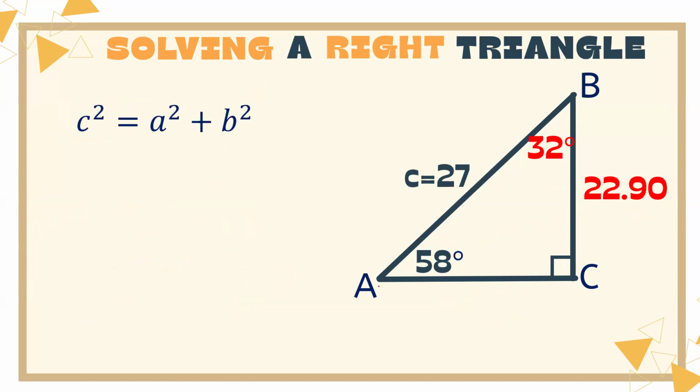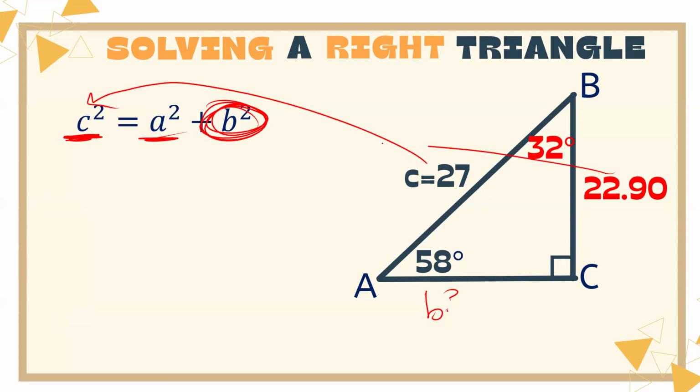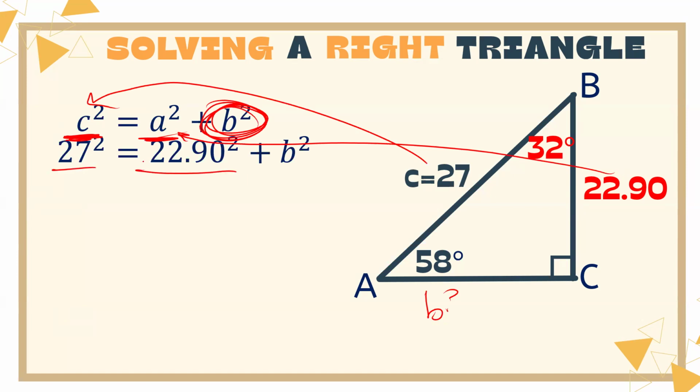Okay? What if we use the Pythagorean theorem? Okay, can we solve the length of side B? Yes, right? Because we have the length of the hypotenuse and the length of side A, so we can definitely solve for side B. So substituting the values, C is 27, A is 22.9. Square 27, square 22.9, what do you get? Use your calculators, everyone. Yes, very good. You get 729 and 524.41 respectively.